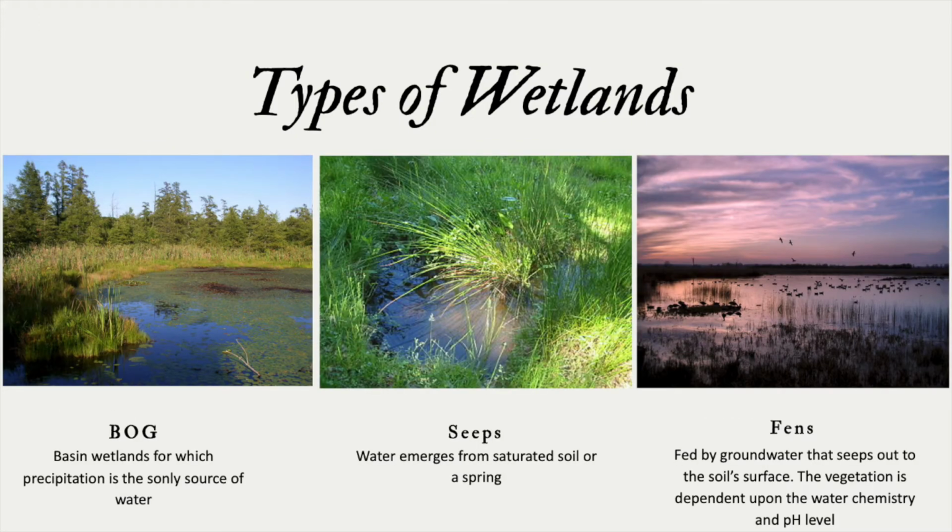Bogs are basin wetlands for which precipitation is the only source of water. They are typically not fed by groundwater or streams. Bogs are generally dominated by mosses, which may form a floating mass over deeper water that supports a rich assortment of especially adapted species. These mosses acidify the water down to a pH level as low as 3.0, which is comparable to acid rain. Bogs also have a cool microclimate, are nutrient poor, and have very low oxygen levels.